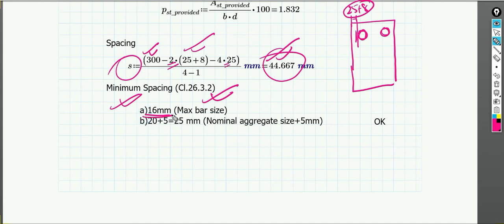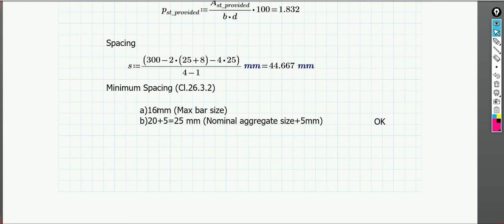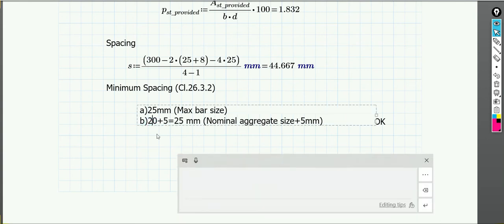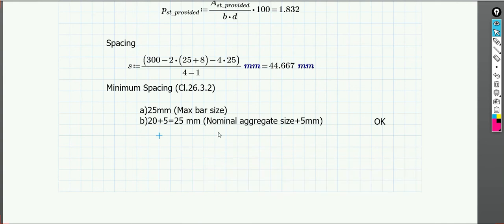And what is the minimum spacing criteria as per clause 26.3.2? It should be the maximum diameter of bar. I think this should be 20 mm, sorry, it should be 25 mm, because we are providing 25 mm bar, right? The second option is the nominal size of the aggregate, which is 20 mm, plus 5 mm addition, that is 25 mm. So out of these two, what is the minimum? Basically 25 mm itself. But the available spacing is 44.6 mm, so obviously it is more than what is required. So I think we can provide 4 numbers of 25 mm bars.